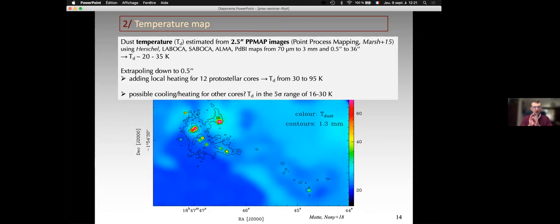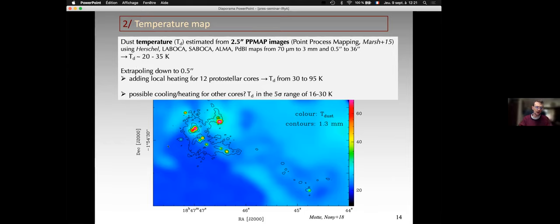What we used is the PPMAP method developed by Marsh and collaborators, which uses the available observations from Herschel to Plateau de Bure to ALMA to construct column density and temperature maps without degrading too much the spatial resolution. And what I mean here is that we have 2.5 arcsecond resolution instead of, let's say, 20.